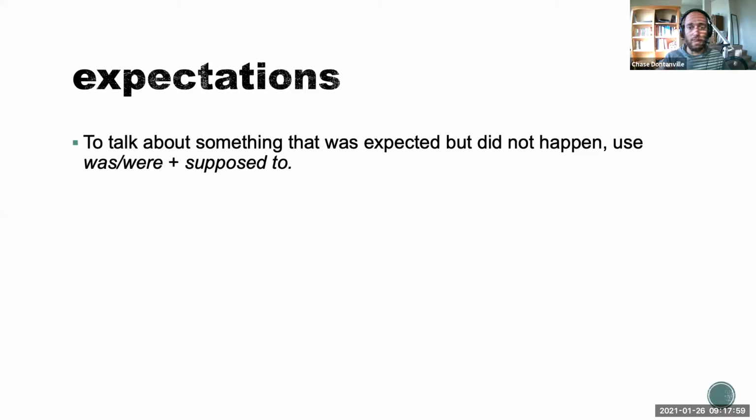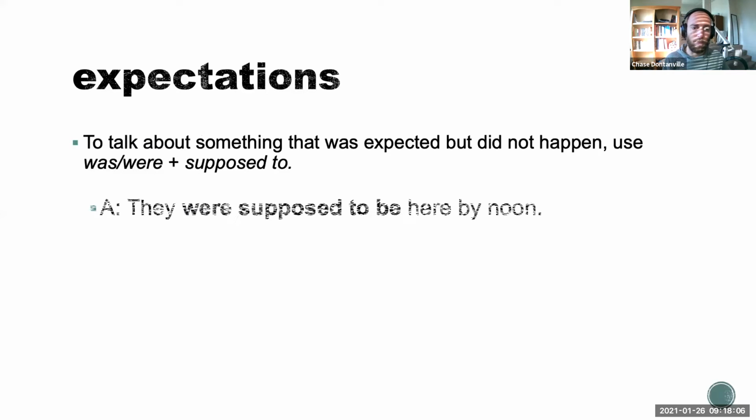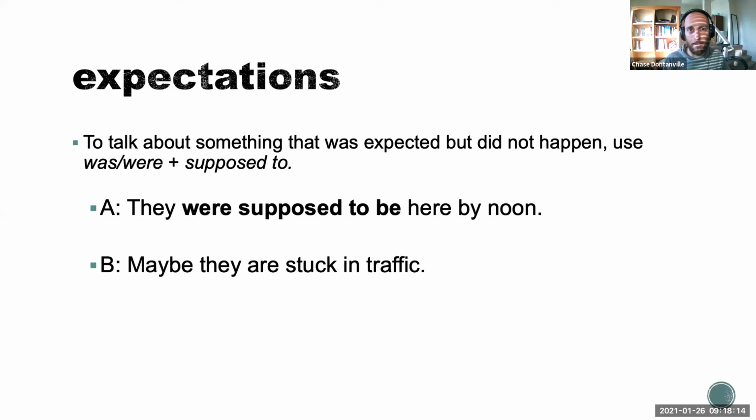To talk about something that was expected but did not happen, so past, you can use was or were plus supposed to. Person A says, they were supposed to be here by noon. Maybe they are stuck in traffic. So in this example, if I say they were supposed to be here by noon, it means they're not. They were supposed to, but they are not here. So person B gives a possible explanation. Well, maybe they're not here because they are stuck in traffic.